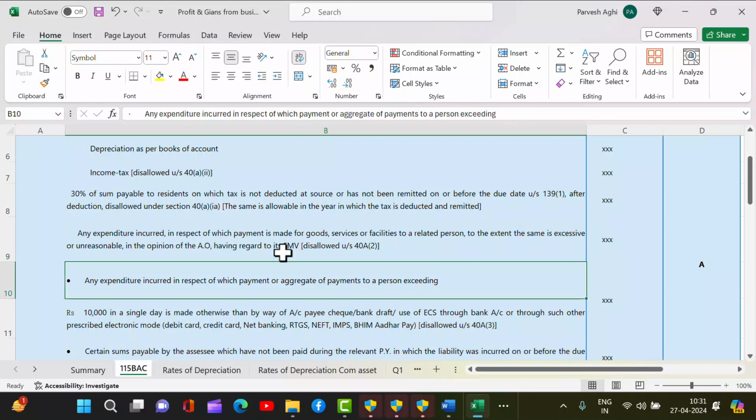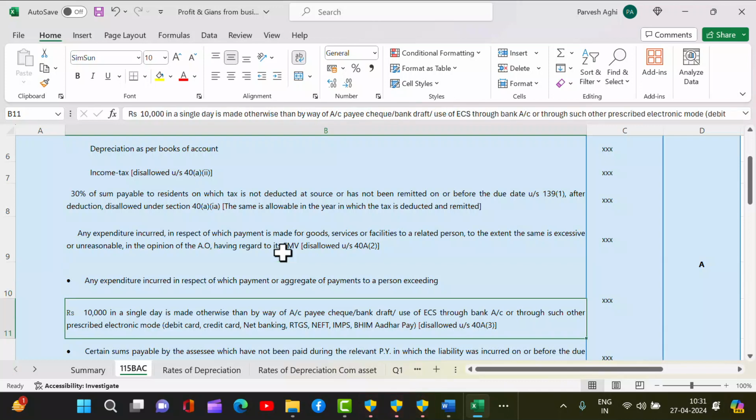Okay, read further. Any expenditure incurred in respect of which payment or aggregate of payments to a person exceeding 10,000 rupees in a single day is made otherwise than by way of account payee cheque, account payee bank draft, use of ECS through bank account, or through such other prescribed electronic mode, debit card, credit card, net banking, RTGS, NEFT, IMPS, BHIM Aadhaar Pay, is disallowed under Section 40A(3).